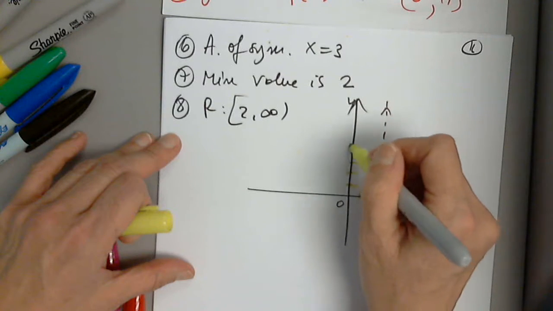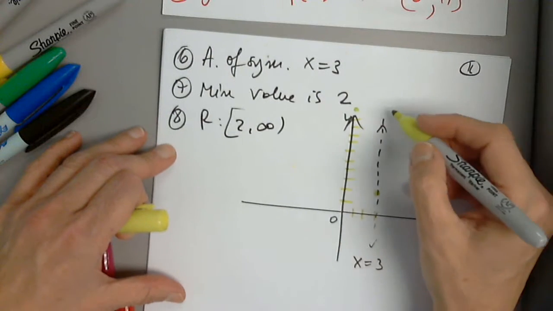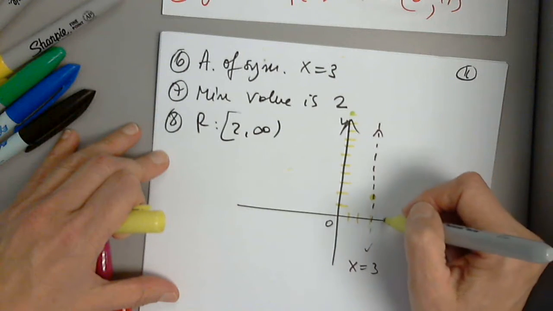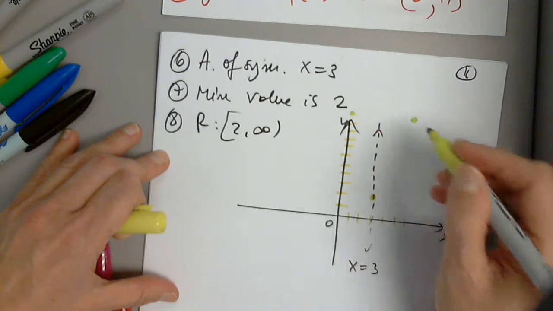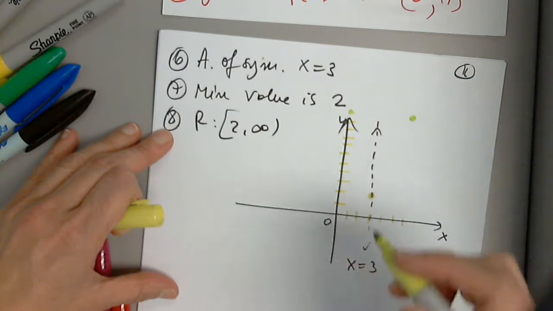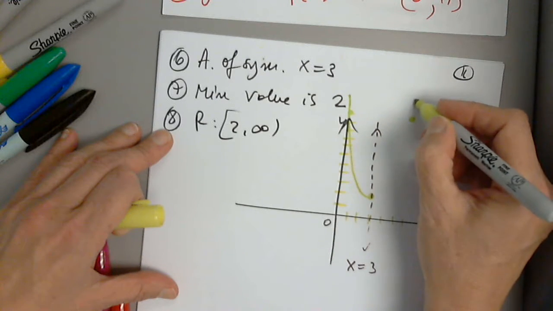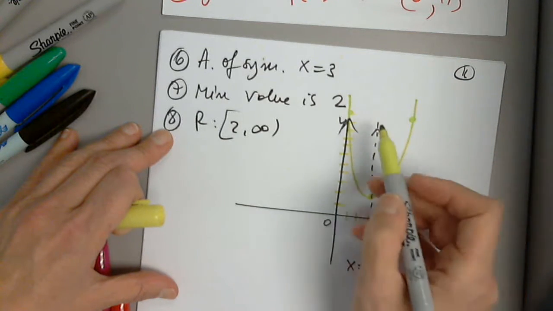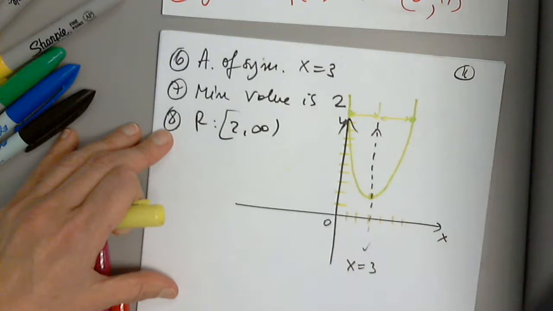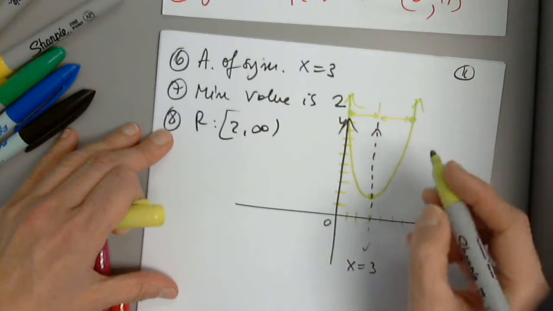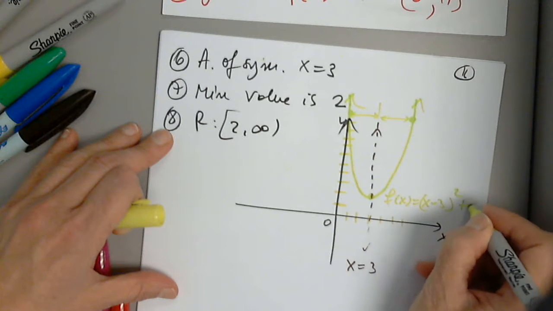1, 2, 3, 4, 5, 6, 7, 8, 9, 10, 11. Okay, fine. I'm going to plot another point 3 units away so I keep the graph in shape. So this is it. The distance between these two equals the distance between these two. And this is the graph of f of x equals x minus 3 squared plus 2.